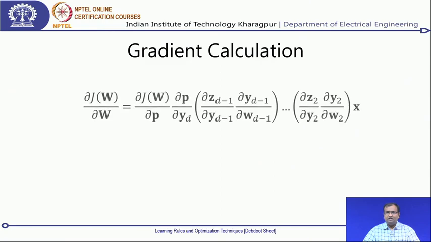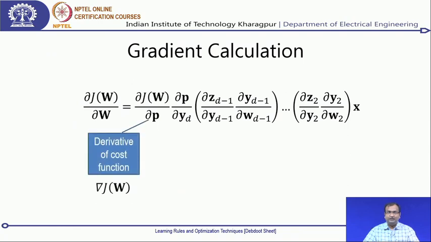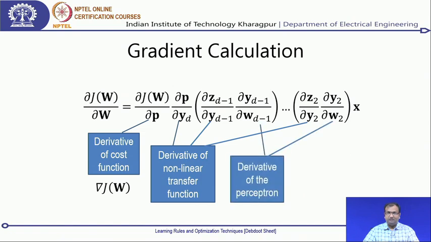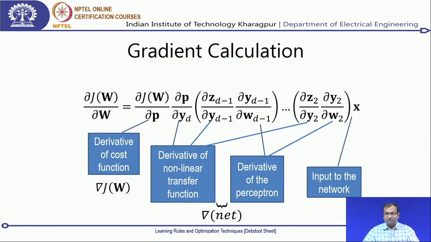Now, if you write it all down cumulatively as one single update rule, this is the gradient which comes down, where the first part is called the derivative of the cost function, or the nabla of J(w). The next few bracketed parts belong to the derivative of the nonlinear function, as well as the derivative of the perceptron at each layer, and together this is called the derivative of the network, or nabla net, and then you have your input to the network. Now, this is what your whole gradient was looking like.